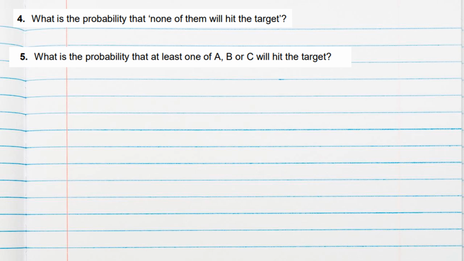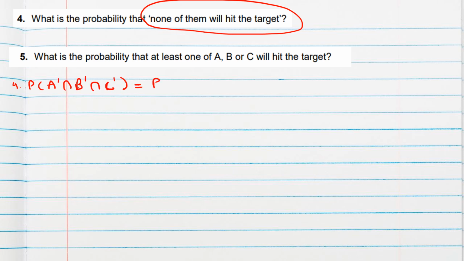Question number 4 says, what is the probability that none of them will hit the target? None of them will hit the target means not by A and not by B and not by C. So we can write P of not A and not B and not C. So this we can get by P of A complement into P of B complement into P of C complement.